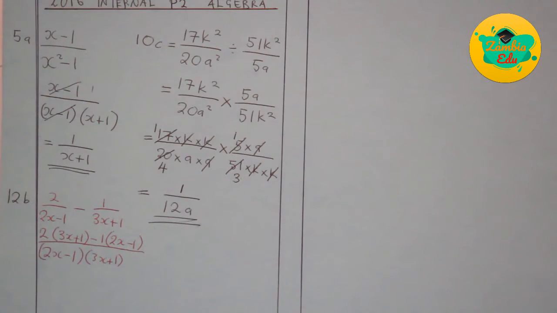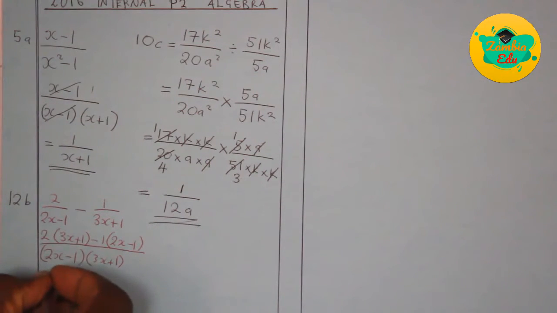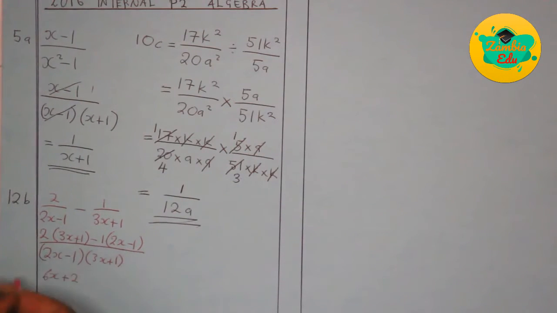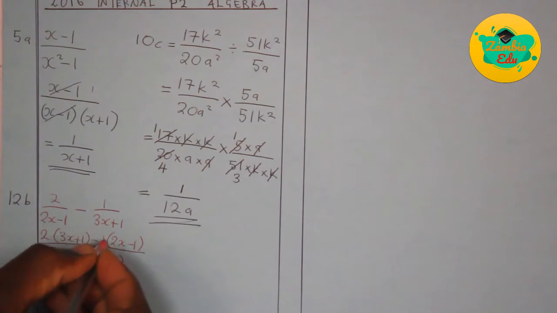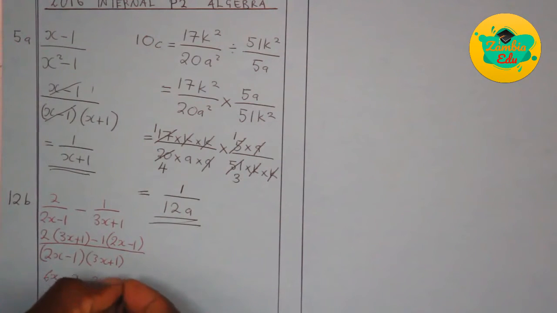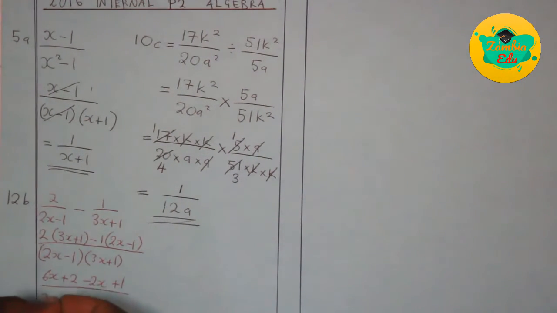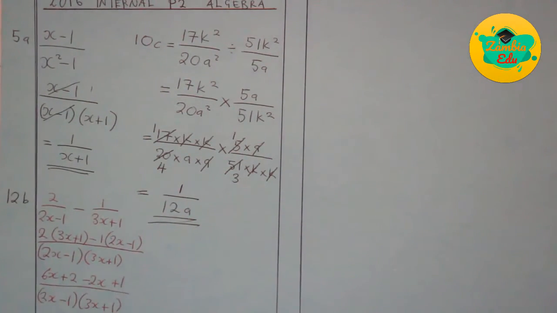When you do that, now you multiply the values outside the brackets with what is inside the brackets. So 2 multiplied by 3x, you get 6x, plus 2 times 1, it's a 2. Then negative 1 multiplied by 2x, you get negative 2x. Negative 1 multiplied by negative 1, you get positive 1, over the entire common denominator, which is 2x minus 1 and 3x plus 1, in that order.